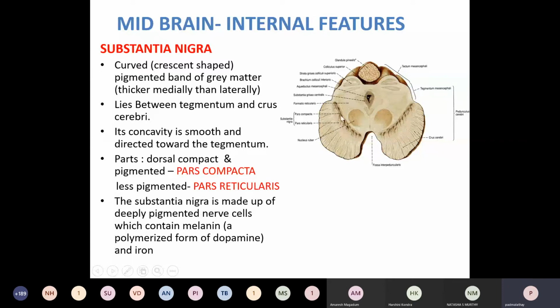Depending on the amount of melanin present here, there is dark pigmentation and lighter pigmentation. The part of the substantia nigra which is darkly pigmented, where the melanin is more compactly present, is called pars compacta, and the part towards the crus cerebri, where the melanin is less in amount, is called the pars reticularis. So this is pars reticularis and this is pars compacta.